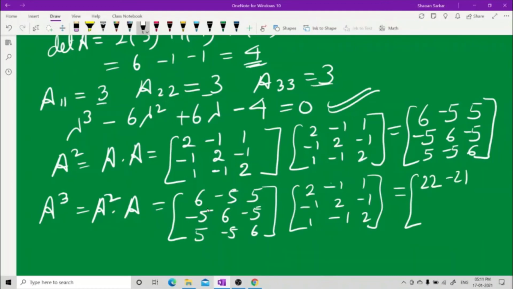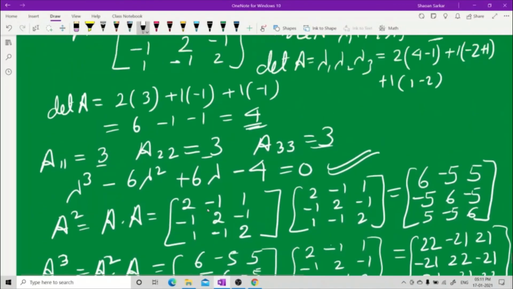I'm giving you the answer directly. You have to do the calculation on your own. That is your homework. 22. I've done a lot of multiplications till now. By now, you should have been accustomed to all this. Minus 21, and then you have 22. Now, this you have got. Now, we will put the values of this in this characteristic equation.